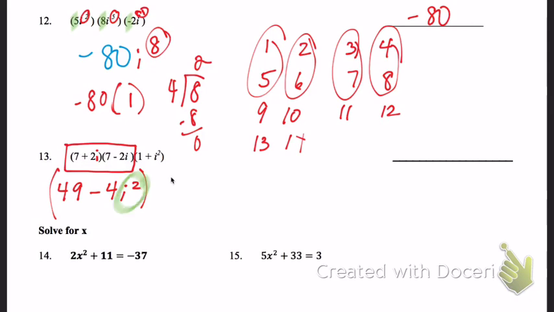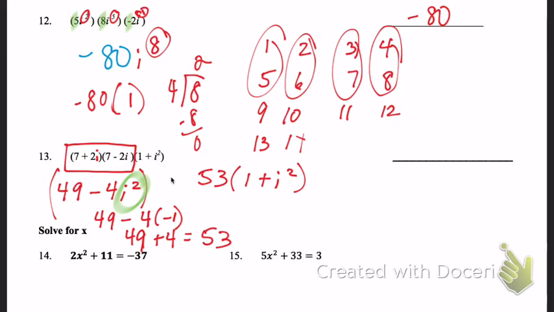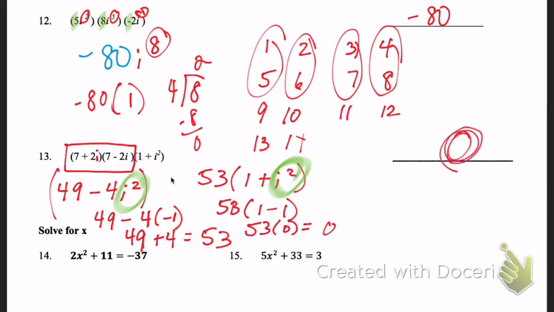And I'm not comfortable leaving this i squared there. What do I need to do? Change it to what? 49 minus 4 times negative 1. So 49 plus 4 gives me what? 53. So this whole thing is 53. Then I have 1 plus i squared. What can I do with this i squared? Make it a negative 1. 53 times 1 minus 1. I did all of that for nothing because I get 53 times 0, which is just 0. I know, kind of sad.